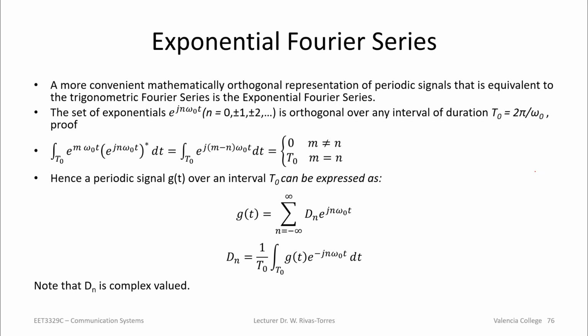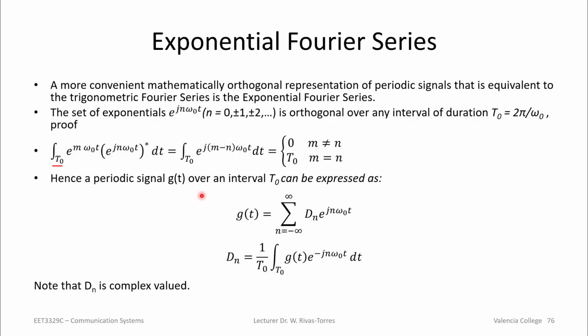Okay, so if we want to use this exponential as our basis function, again, we have to do the integral over the period of time right here. And thanks to the properties of exponentials, you end up with e to the j m minus n. And then the result is quite straightforward. If m not equal n, this is 0, so they're orthogonal. And when m equals n, the value comes out to T0.